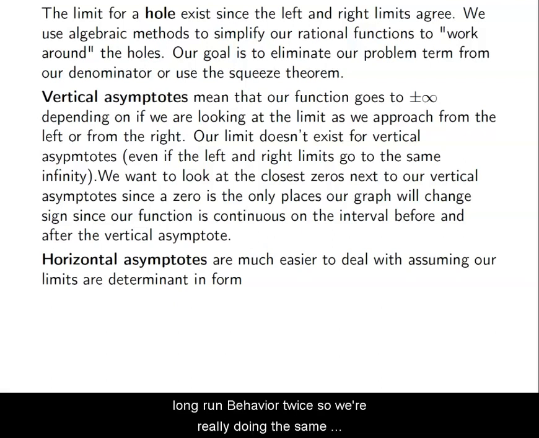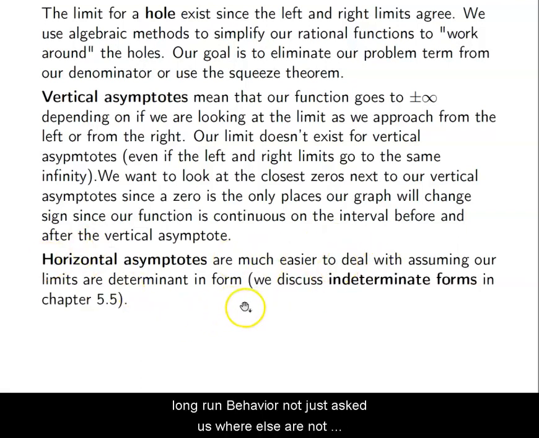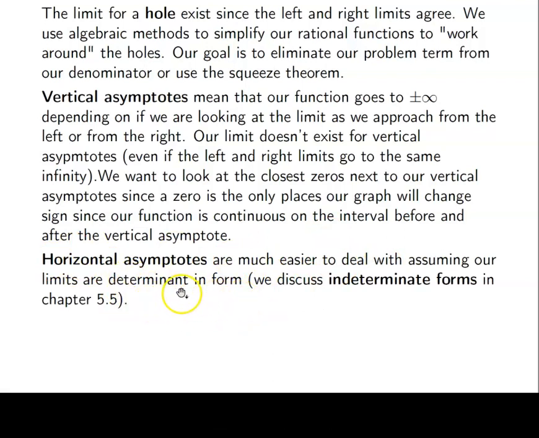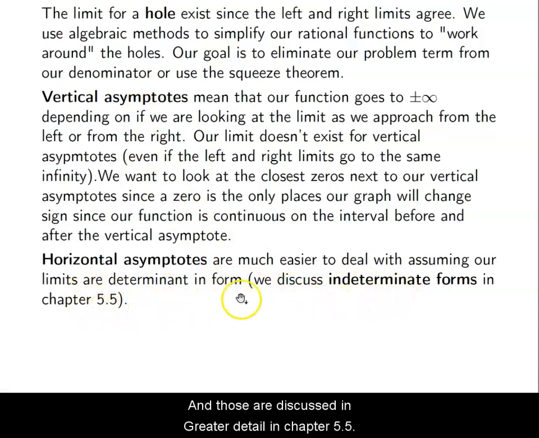Okay, so we're really doing the same sort of thing, except now we're using limits instead to portray that same information, and we're going to have things at infinity where we're no longer just talking about rational functions, right? We could be talking about the long run behavior of sine x over x, right? So we can talk about different functions in their long run behavior, not just rational functions. There's a couple of problems that do pop up when we're talking about horizontal asymptotes, sometimes vertical asymptotes too, and those are discussed in greater detail in chapter 5.5.